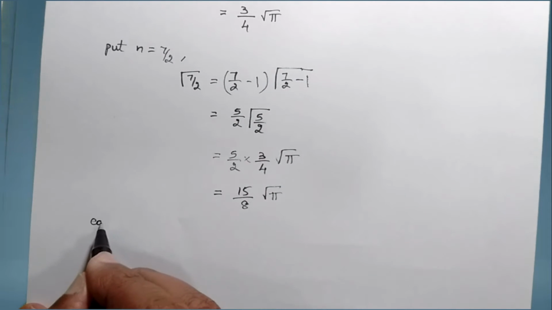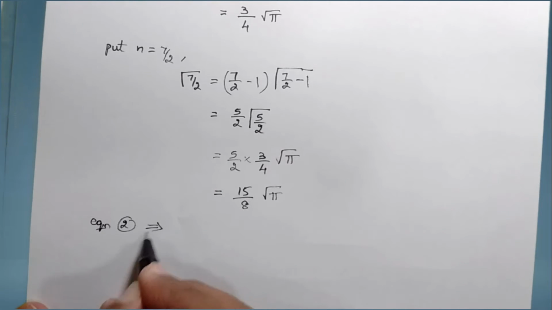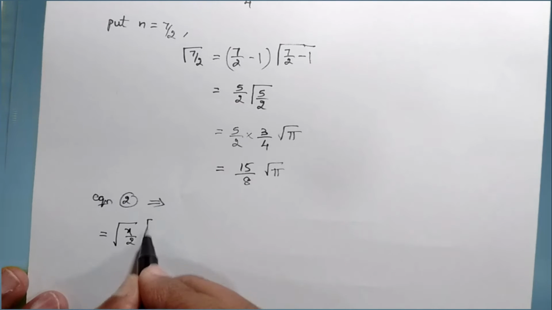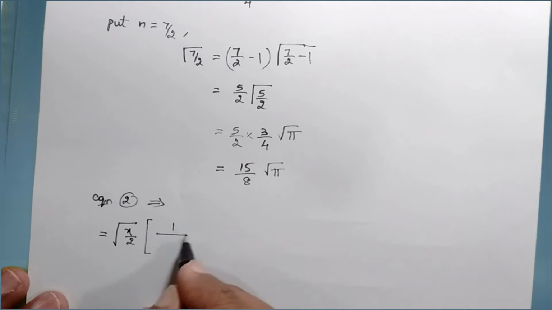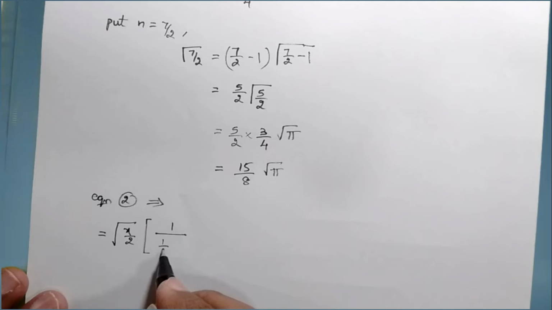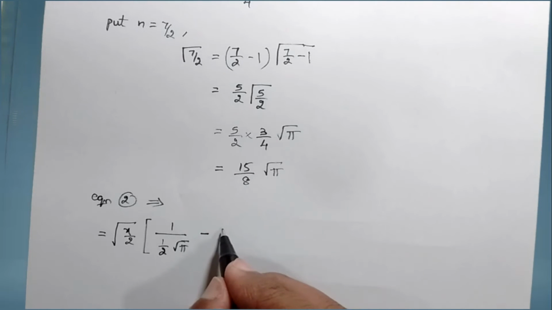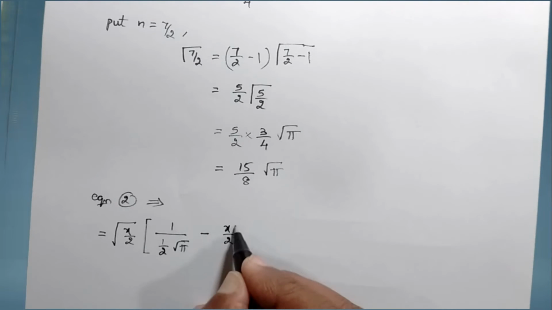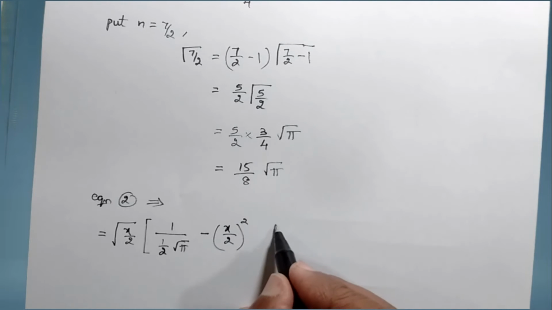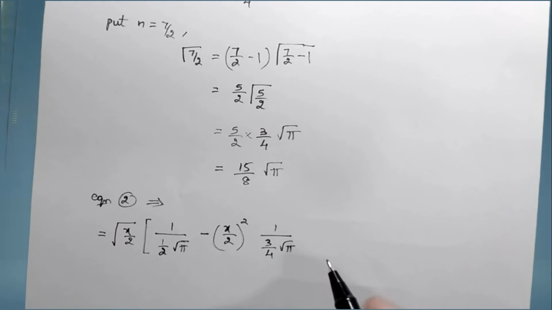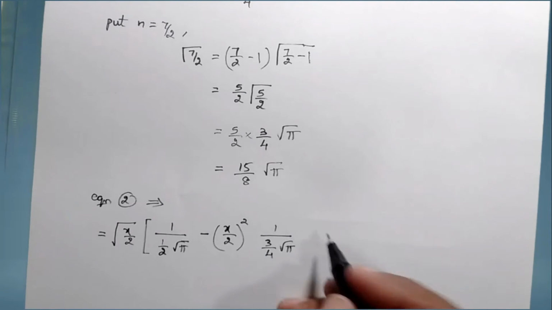So equation 2 implies, the square root of x by 2 as it is, it is 1 by gamma of 3 by 2, you have got it as 1 by 2 into square root of pi, and its plus into minus will become minus. You will get x by 2 whole square as it is into 1 by gamma of 5 by 2. Gamma of 5 by 2 is 3 by 4 into square root of pi into 1 factorial is 1 itself.